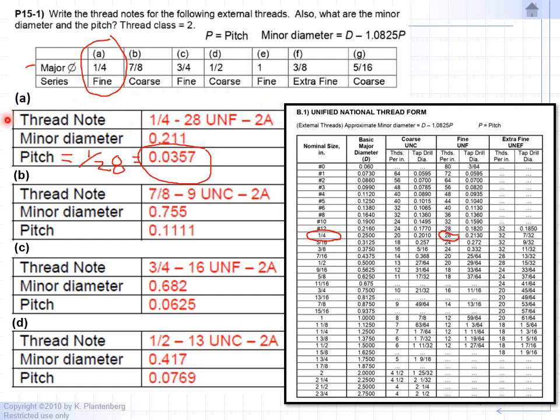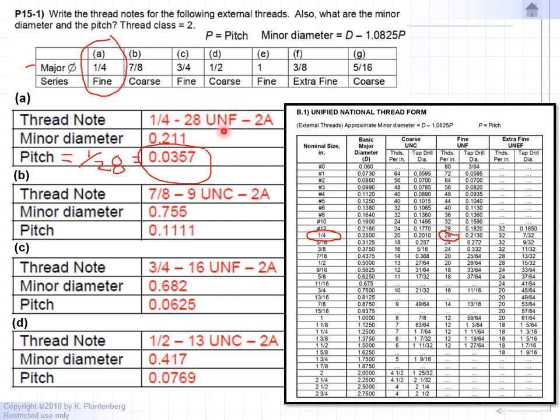Okay, so let's take a look at the thread note. So we know we're dealing with the quarter major diameter bolt. Okay, so there it is. The dash 28 tells us the number of threads, right? So we know there are 28 threads per inch.